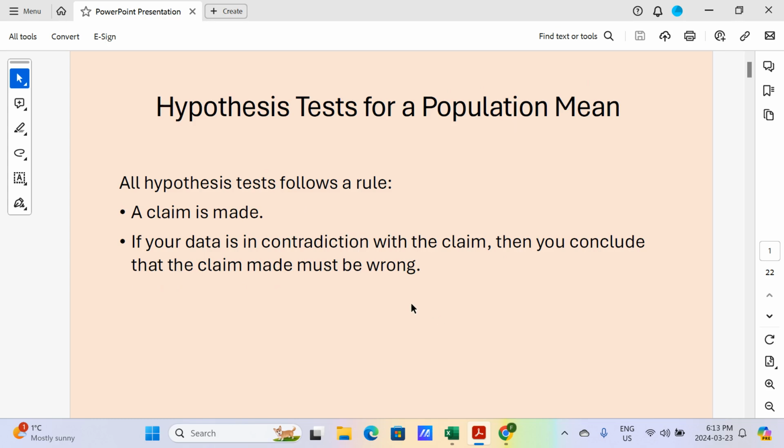So in general, all hypothesis tests follow a rule. We need to make a claim or assumption. We need to collect some data. If the data is in contradiction with the claim or assumption, then we conclude that the claim made must be wrong.